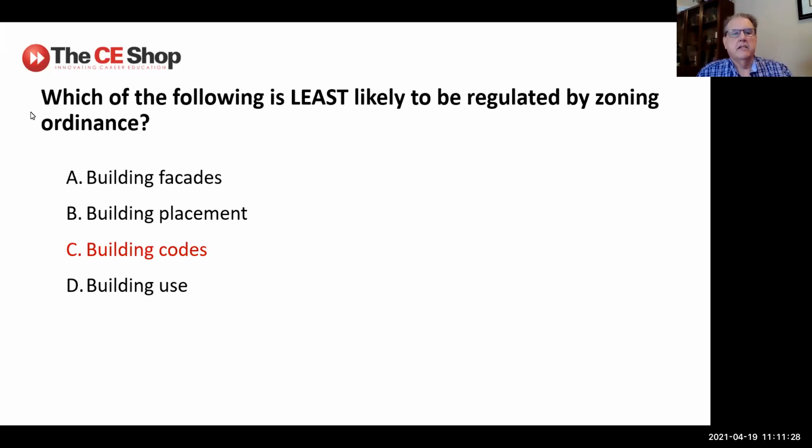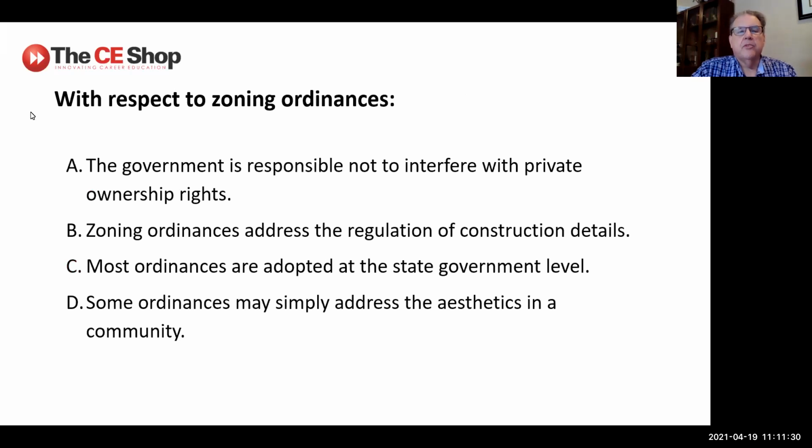And let's see. With respect to zoning ordinances, another question: the government is responsible not to interfere with private ownership rights. Zoning ordinances address the regulation of construction details. Most ordinances are adopted at the state government level, or some ordinances may simply address the aesthetics in a community.